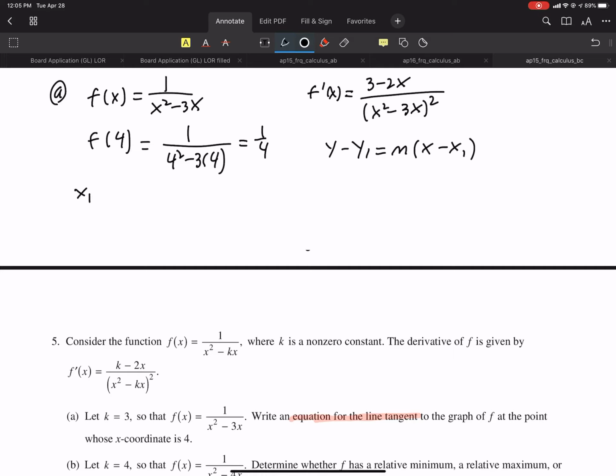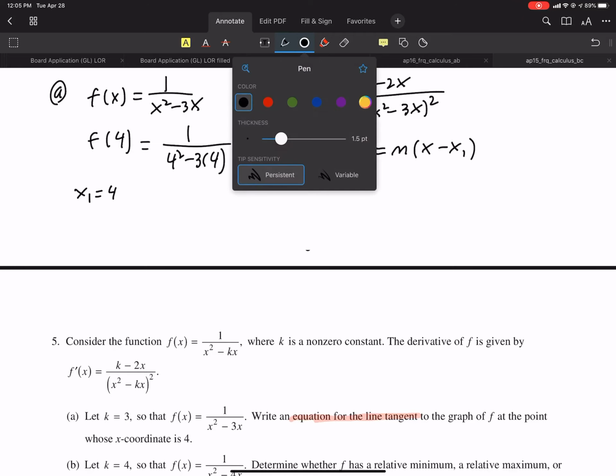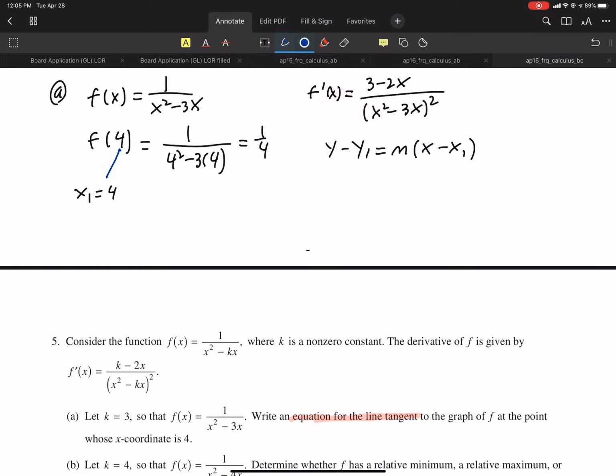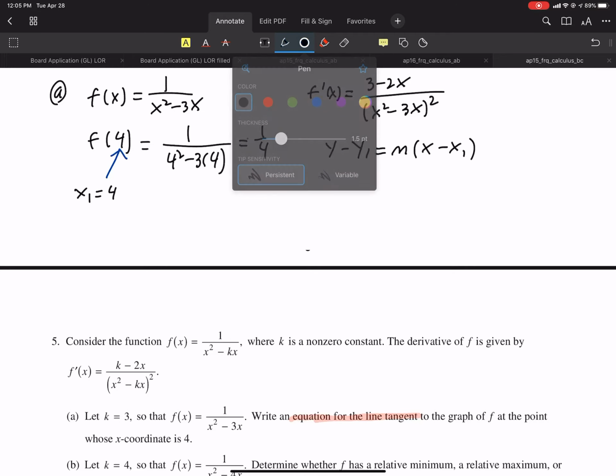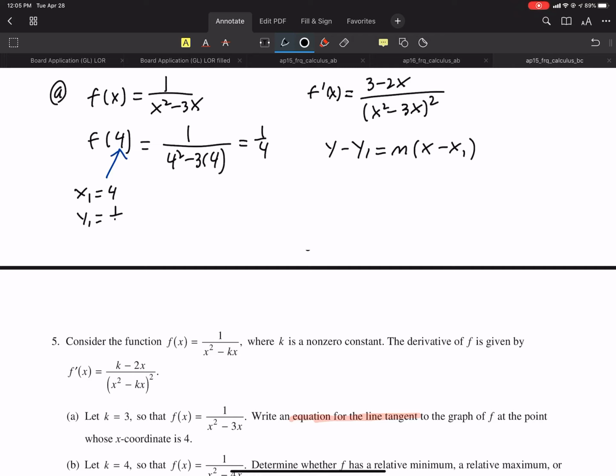Nicely, they have told us x1 is 4. So what I did is I plugged 4 into the function to get the y value. That gives us a y1, which is 1/4. The last thing we need is the slope. But we know the slope of the tangent line is the derivative. So in the derivative formula that I've written there for you, I'm going to plug in a 4 for all the x's. And we get this.